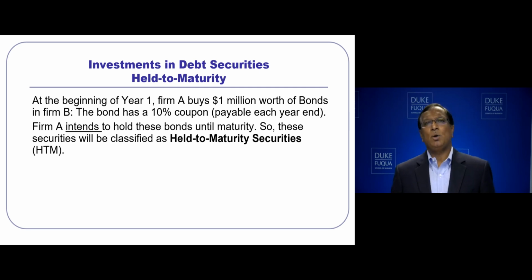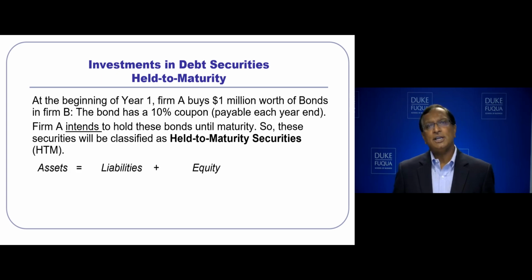Let's say at the beginning of year one, firm A buys 1 million worth of bonds in firm B, and the bond has a 10% coupon payable at the year end. And in this case, firm A intends to hold these bonds until maturity. So these securities will be classified as held to maturity, or HTM securities. How is the accounting going to unfold for this purchase?